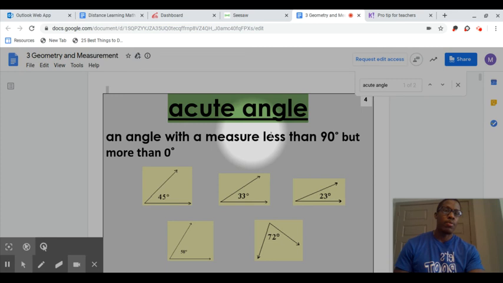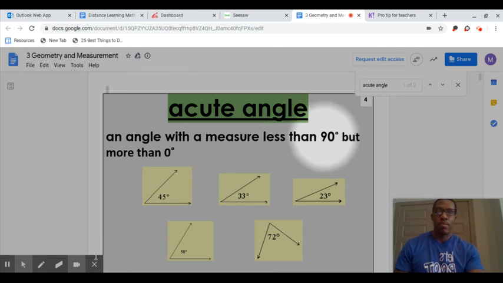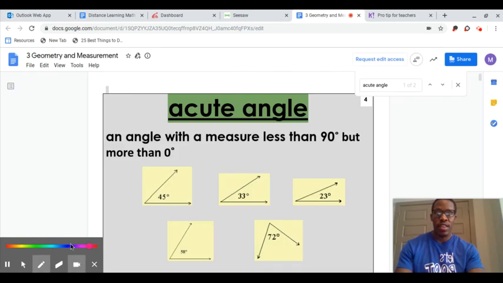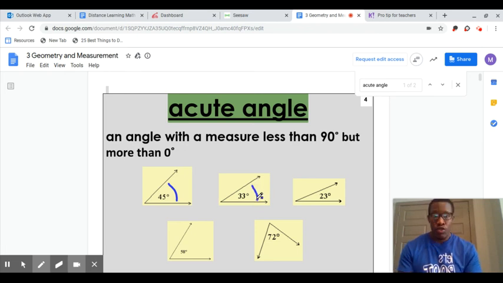An acute angle measures less than 90 degrees. That means the amount of turn between the two line segments that make the angle is less than 90 degrees. So the amount of turn between this top line segment and this bottom line segment is 45 degrees. Look at this second angle. The amount of turn between this top line segment and this bottom line segment is 33 degrees.